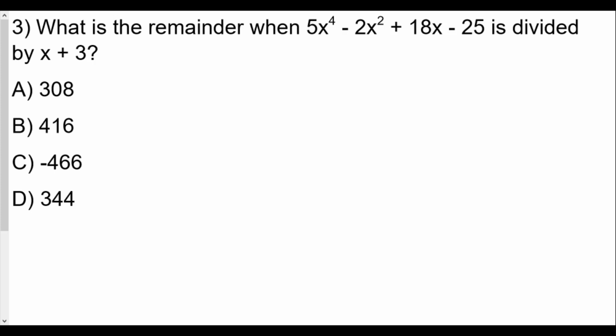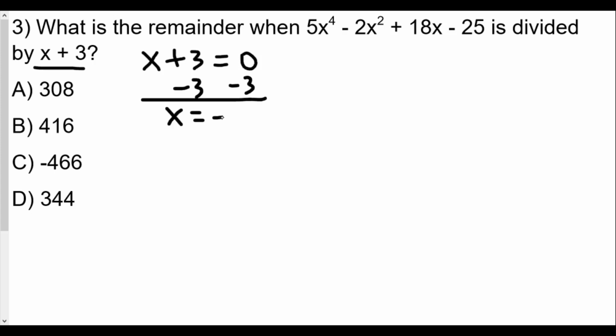What is the remainder when 5x to the fourth minus 2x squared plus 18x minus 25 is divided by x plus 3? Well, we are going to use what's called the remainder theorem. We could do long division, we could do synthetic division, but what is easiest is to use the remainder theorem. We're first going to set this factor equal to 0. So x plus 3 equals 0. Let's subtract 3 on both sides. We get x equal to negative 3.